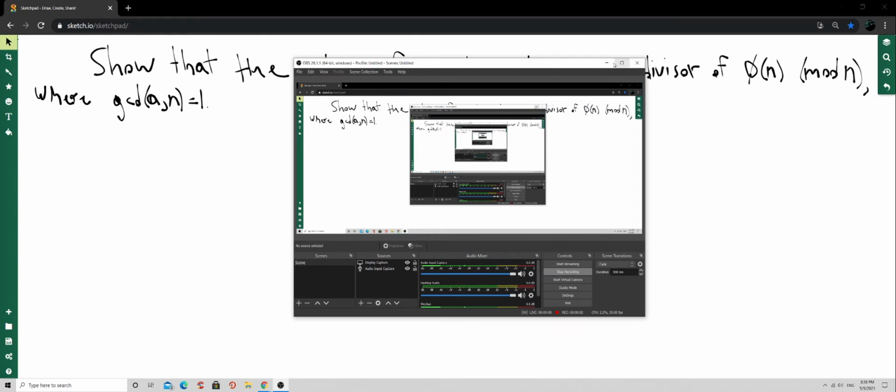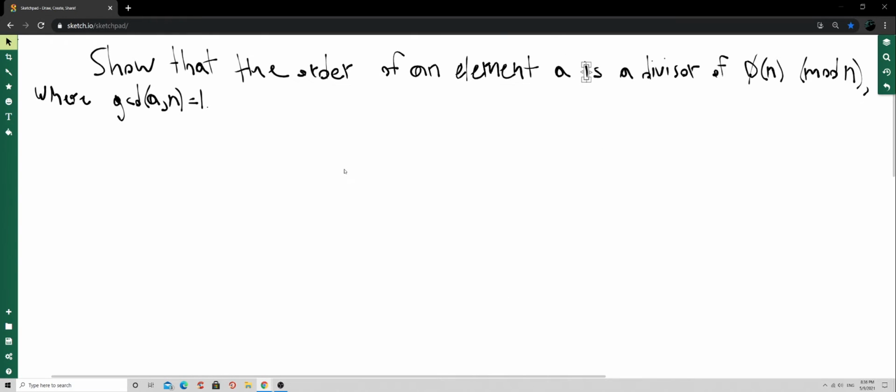Okay, welcome back everyone. Today I'm going to be doing a video on some number theory, and specifically it's going to be regarding the properties of order mod some integer n. So today we're going to show the following property: the order of an element a is a divisor of phi of n, mod n, where the GCD of a and n is equal to 1.